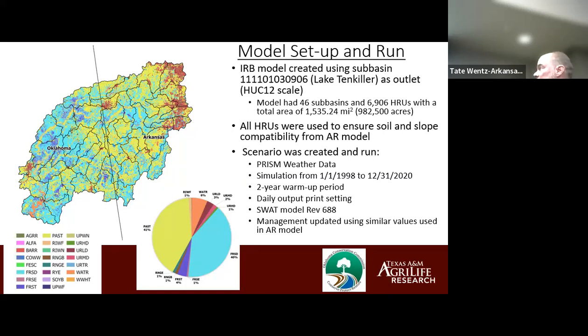So we ran from 1998 through 2020, with a 2-year warm-up period. You typically do a warm-up period with the model, and that lets the model get started because it's starting from scratch. It gives it a few years to get rainfall, to get flow, to get plant growth. And then after those 2 years, it starts recording. So internally, for the first 2 years the model's running, but it's not recording anything. And then you get 20 years after that. We did the daily output.